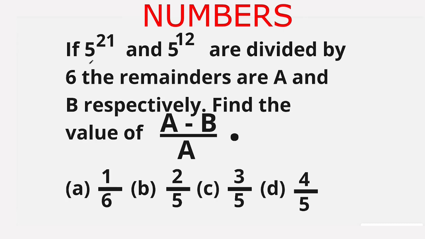Our question is, if 5 to the power 21 and 5 to the power 12 are divided by 6, the remainders are A and B respectively. Find the value of A minus B upon A. The given options are option A 1 upon 6, option B 2 upon 5, option C 3 upon 5, option D 4 upon 5.